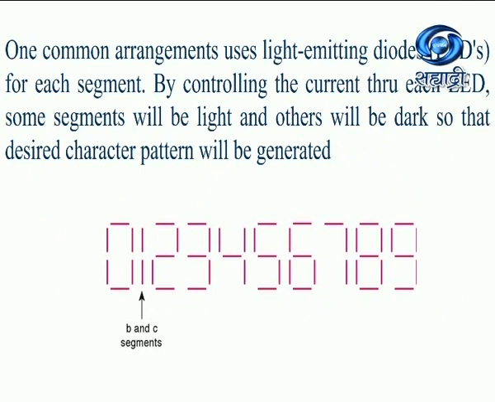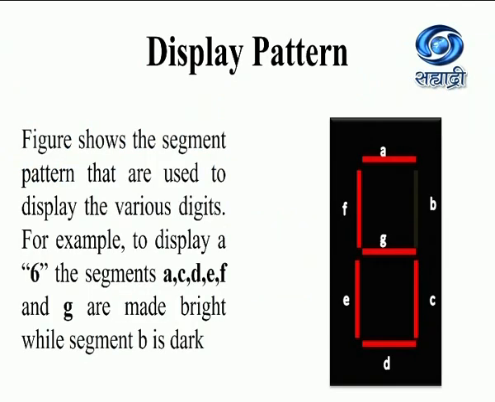One common arrangement uses light emitting diodes for each segment. By controlling the current through each LED, some segments will be lit and others will be dark, so that the desired character pattern will be generated. In this way we get the 7-segment display for each respective number, if you want to display 0, 1, 2, 3, 4, 5, 6, 7, 8 and 9. For number 1, only B and C segments glow and others are off. So this is the display pattern.